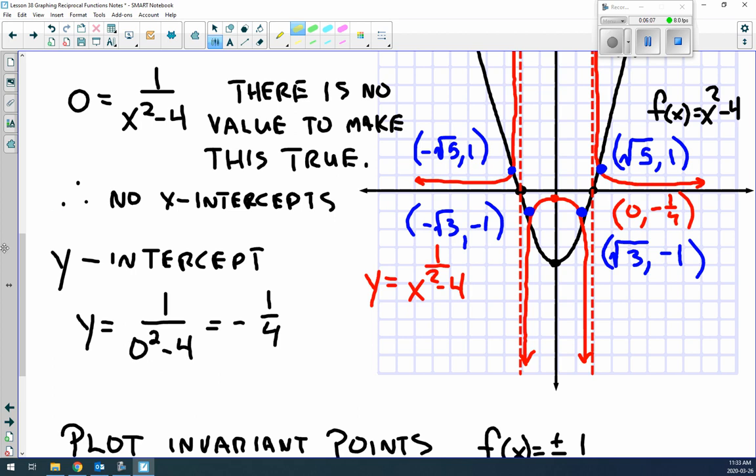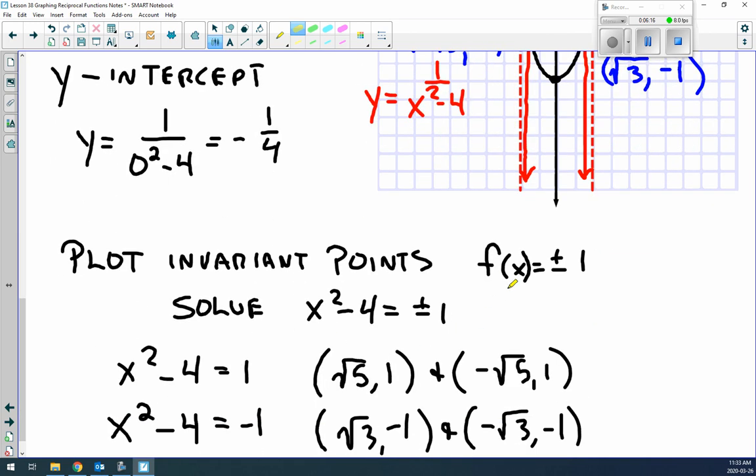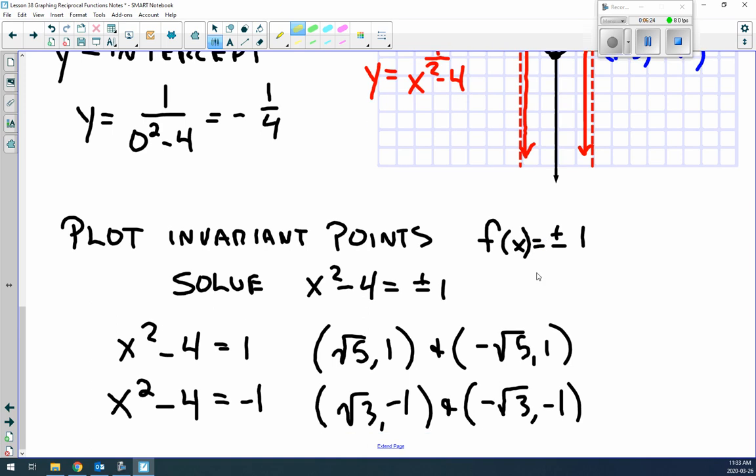Now, let's talk about the invariant points. The invariant points are the points that are the same on the original as they are on the reciprocal. And it's easy. All you do is set f(x) or y equal to plus or minus 1. So you set y equal to 1, do the work. Set y equal to -1 and do the work. So when we plug those in, we can actually just do the math. x squared minus 4 equals 1. x squared minus 4 equals -1. Plug it in, we find the values.